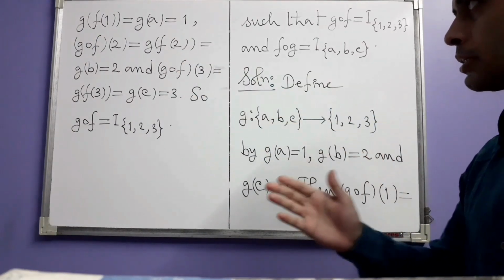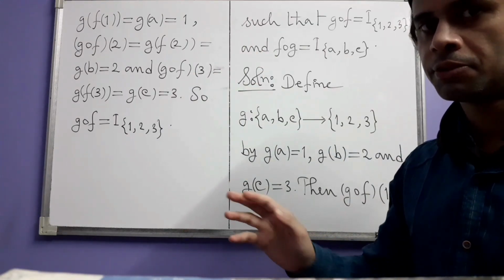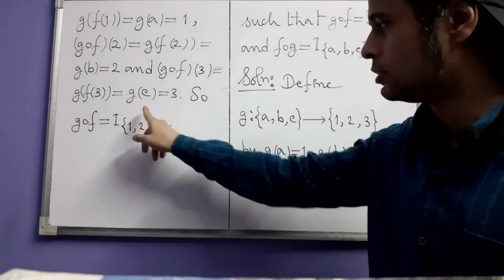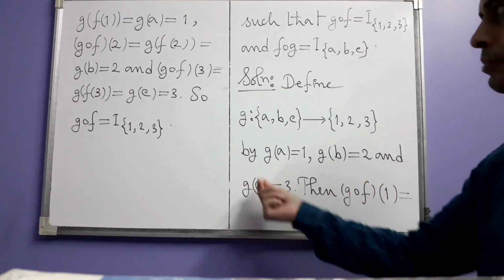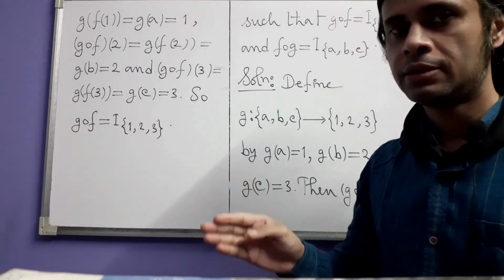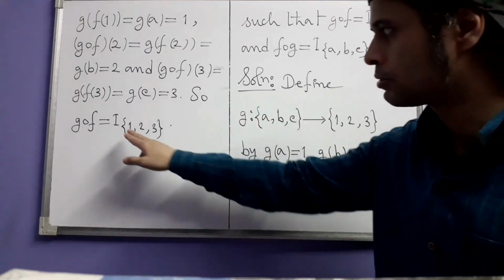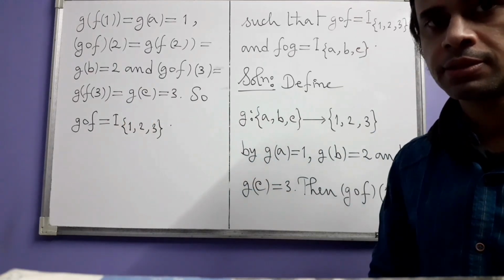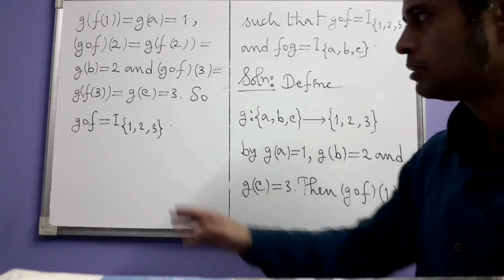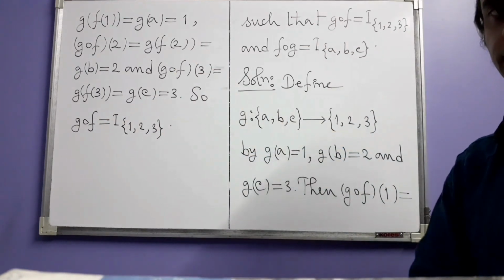And that is also the case with g composition f of 3, which is g of f of 3. f of 3 is c and g of c is 3. So that is why this function does not change any of the inputs. But that is precisely what the identity function on this set does. That is why this is nothing but the identity function on the set 1 to 3.